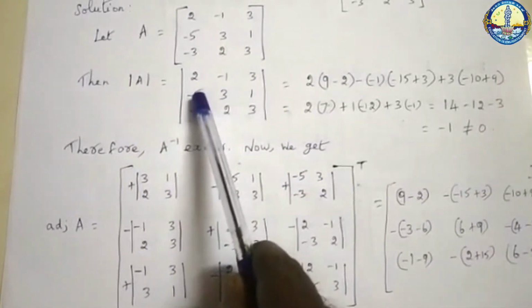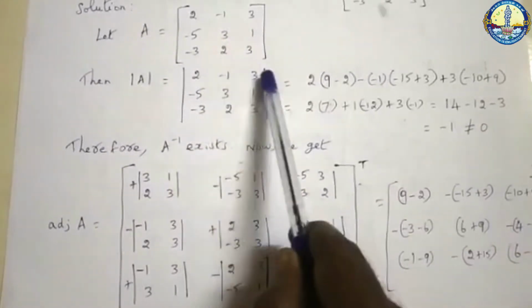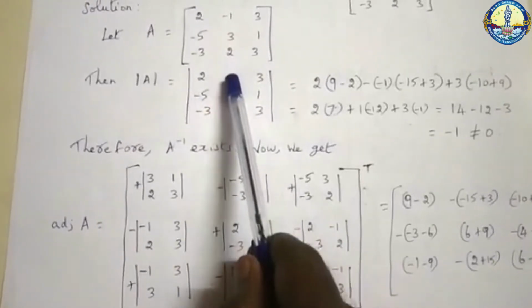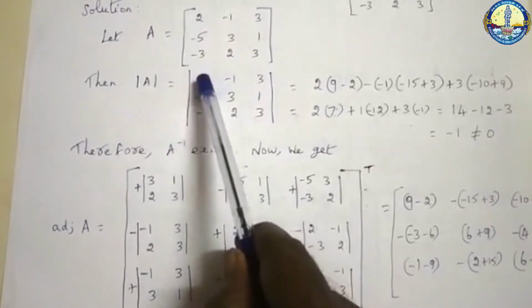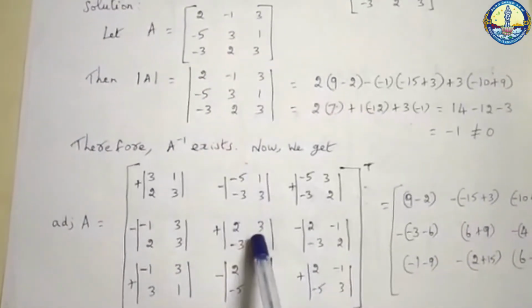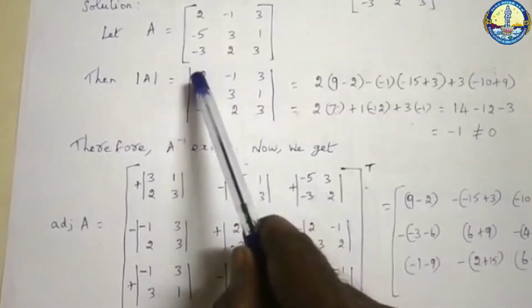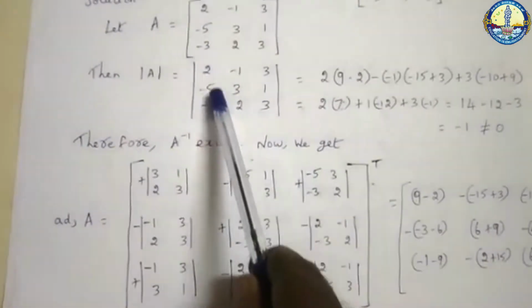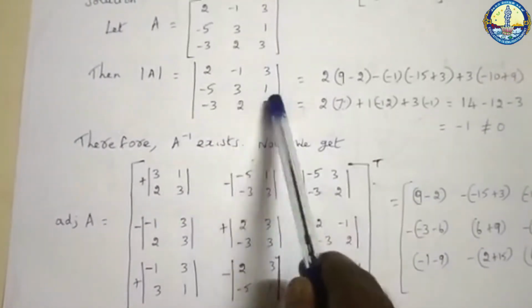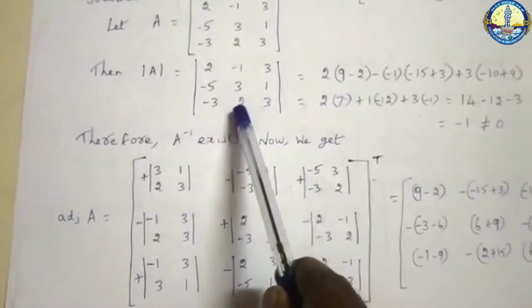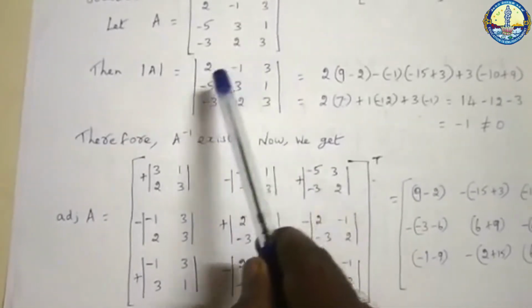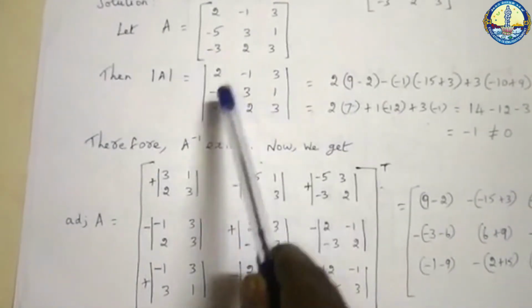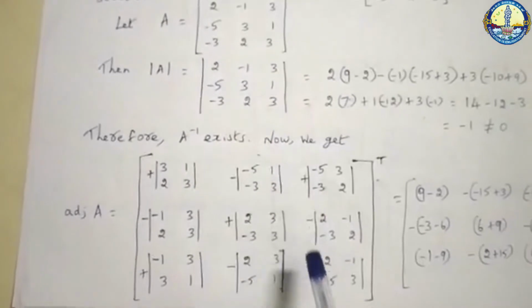The cofactor of minus 5: we leave this row and column, remaining minus 1, 3, 2, 3. The cofactor of 3: 2, minus 3, 3, 3. The cofactor of 1: 2, minus 1, minus 3, 2. The cofactor of minus 3: minus 1, 3, 3, 1. The cofactor of 2: 2, 3, minus 5, 1. The cofactor of 3: 2, minus 1, minus 5, 3.